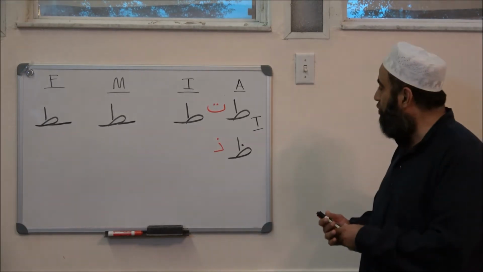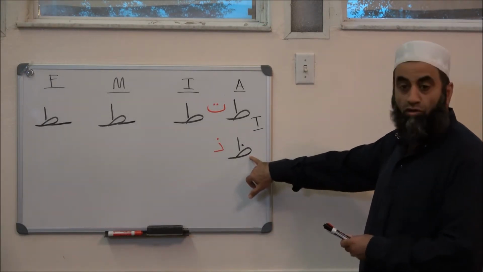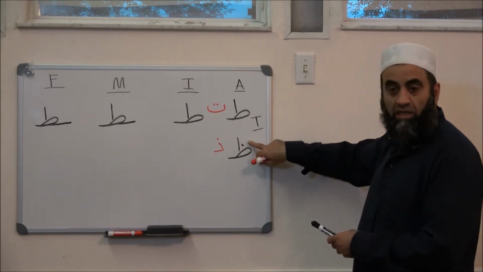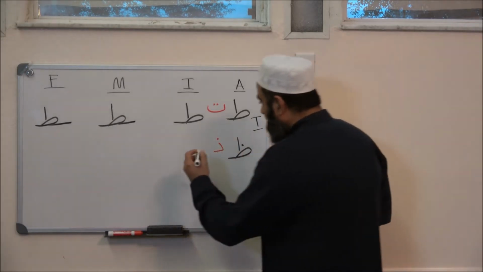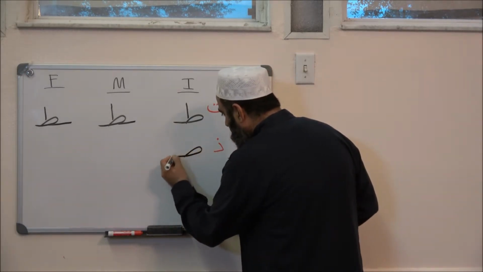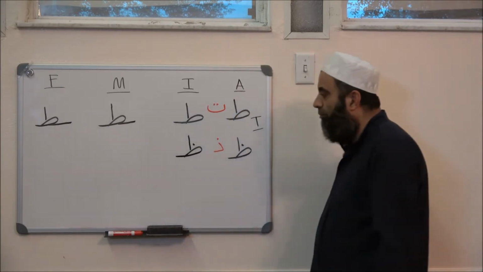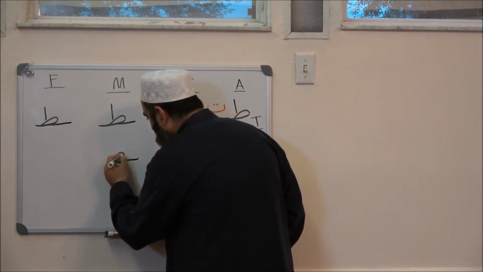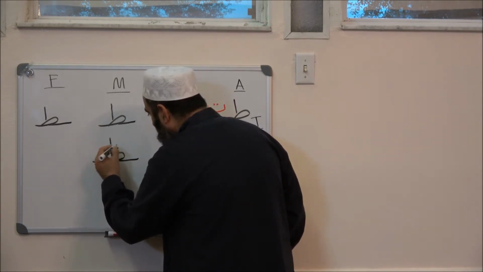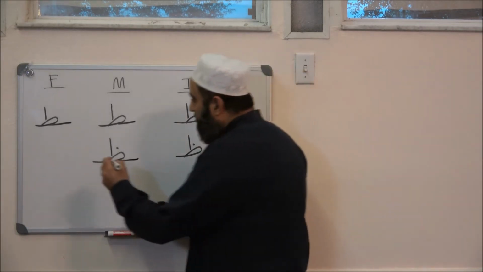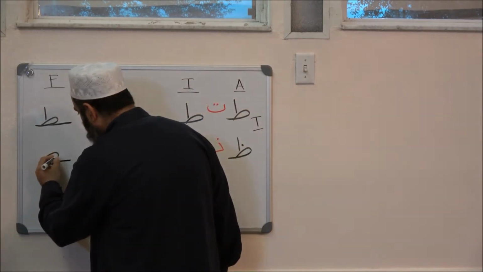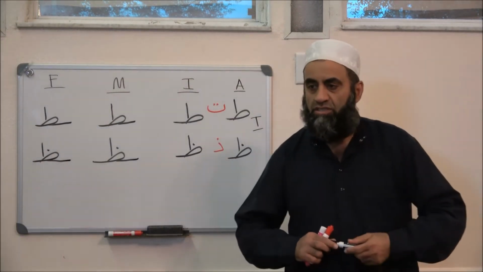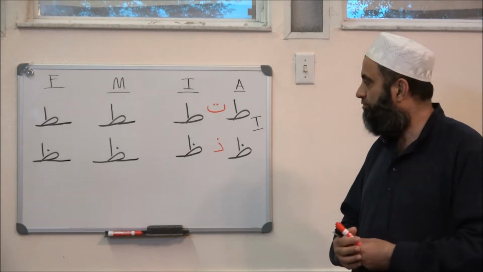So let us continue. The shape of the law is very similar to the ta. Only it has a dot. So this is my initial law. Connects from here. In the middle, connects from both sides. And at the end, this is the letter law.